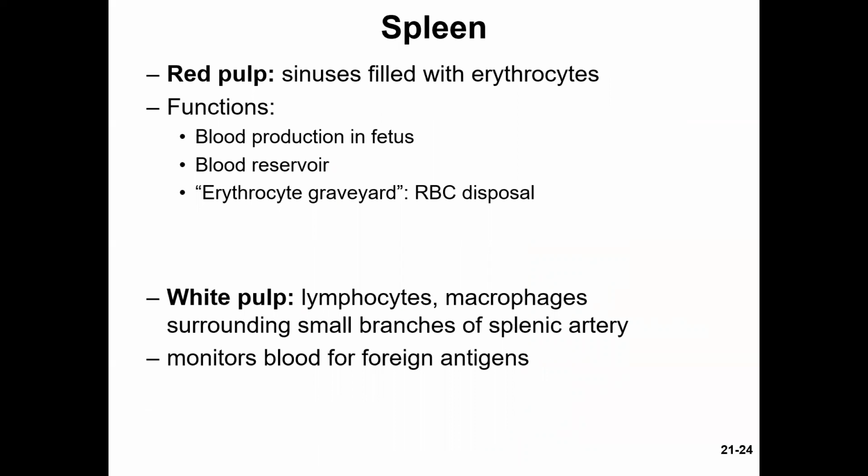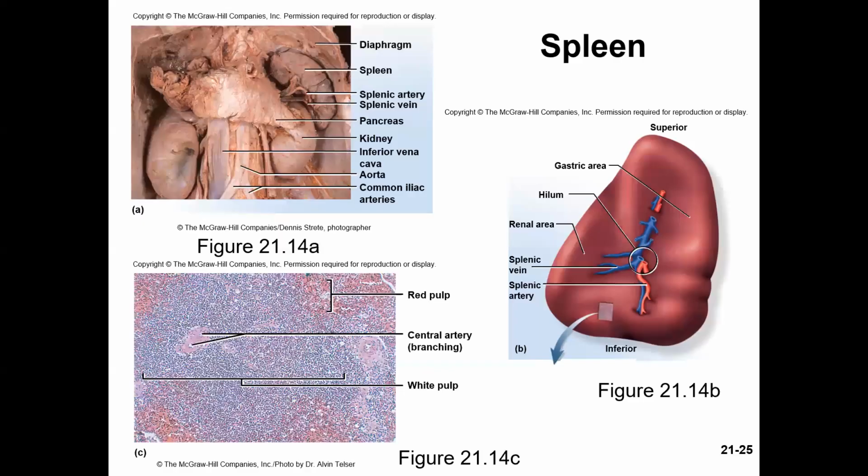So when we talk about the spleen, we will hear red pulp, and this is sinuses filled with erythrocytes. It functions in blood production in the fetus. It's a blood reservoir, and it's an erythrocyte graveyard for RBC disposal. White pulp is lymphocytes and macrophages surrounding small branches of the splenic artery, and it monitors blood for foreign antigens.